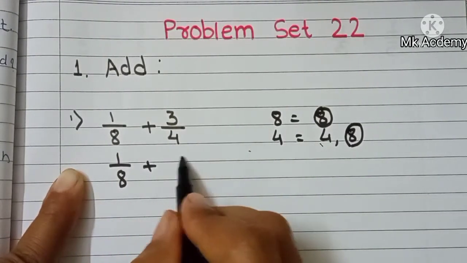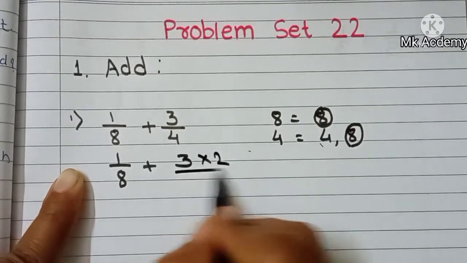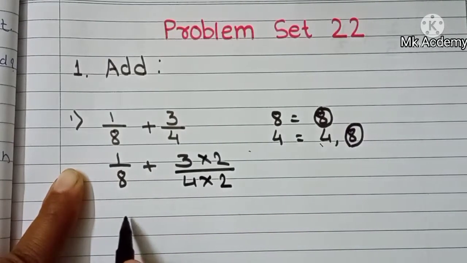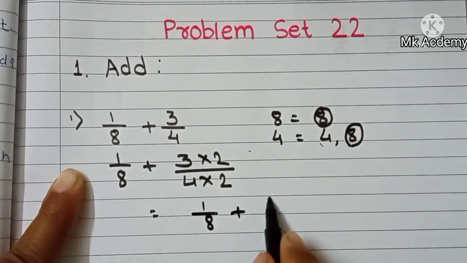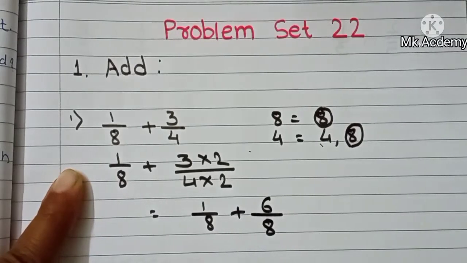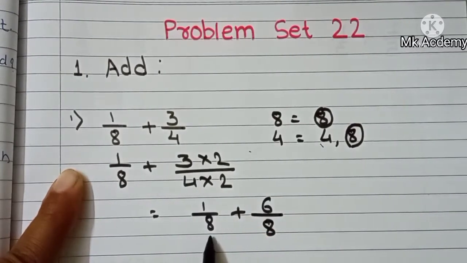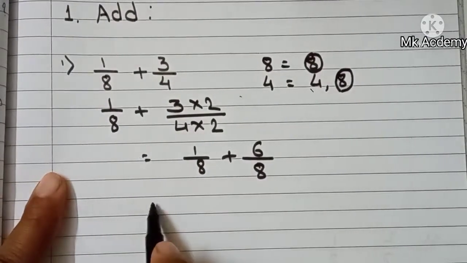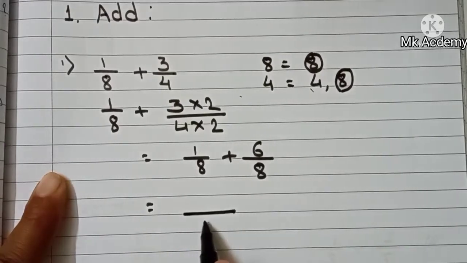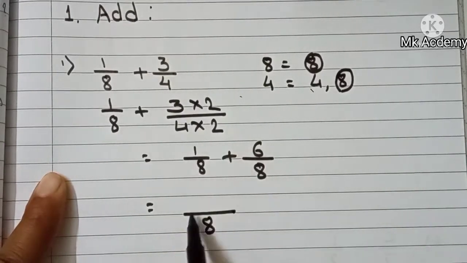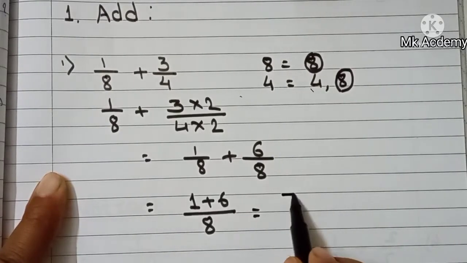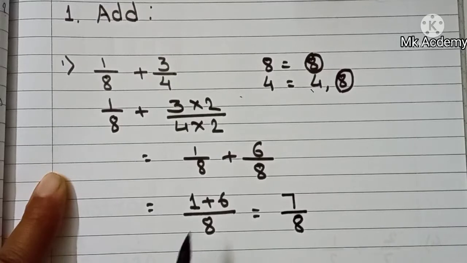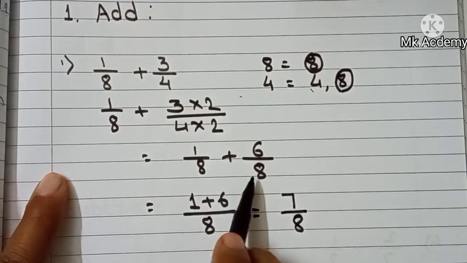Therefore, we multiply 3/4 on both sides by 2, then it is equal to 1/8 plus 6/8. 3 twos are 6, 4 twos are 8. Now see, the denominators are same. Then we add the given fractions. Write down 8 on the denominator side and in the numerator 1 plus 6 is 7. 7/8.